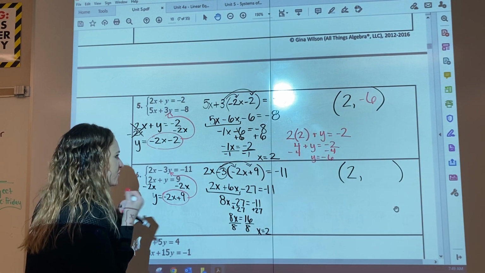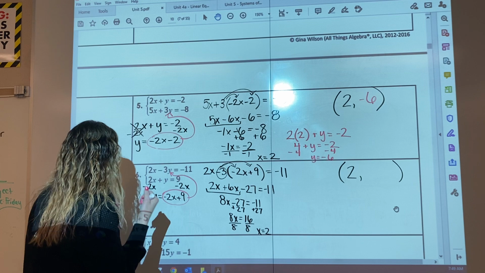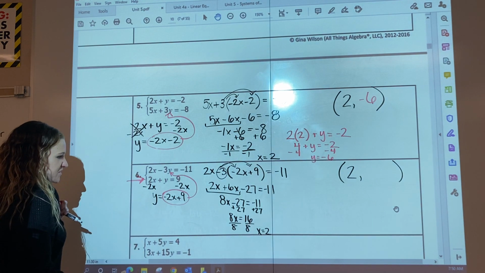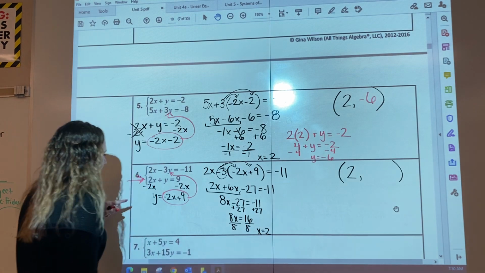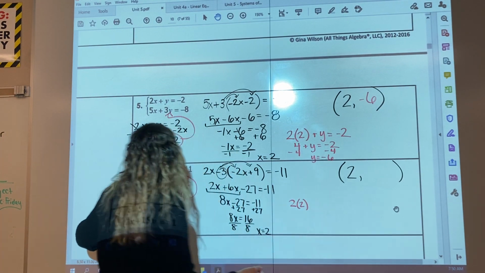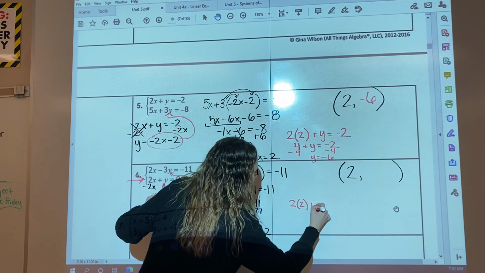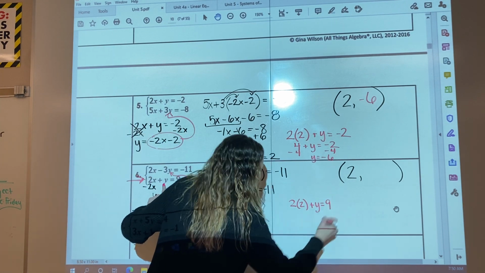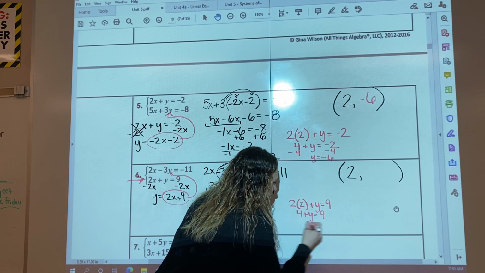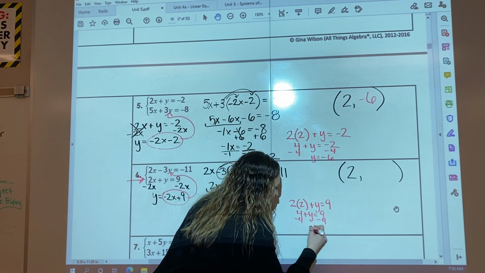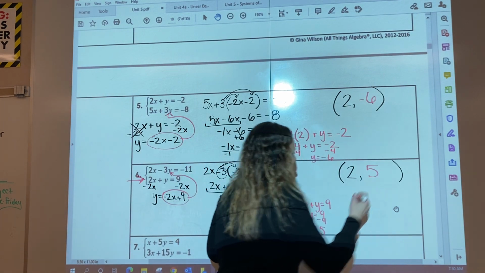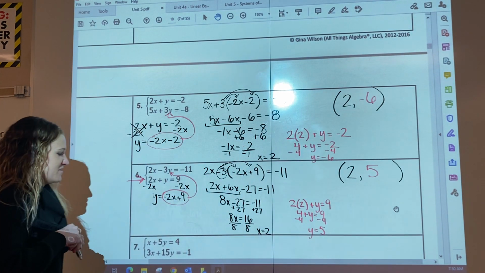So I'm going to use the bottom equation. I'm going to use this one right here. So I'm going to substitute the 2 back in. So I have 2 times 2 plus y equals 9. I know 2 times 2 is 4. I'm going to subtract 4 on both sides, and I get y equals 5. So my ordered pair for this one is 2, 5.